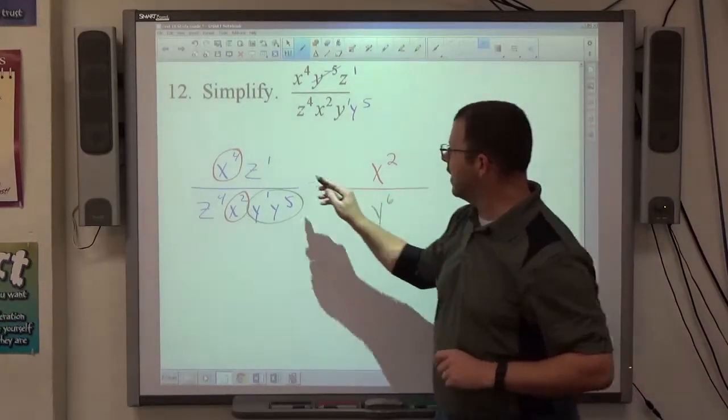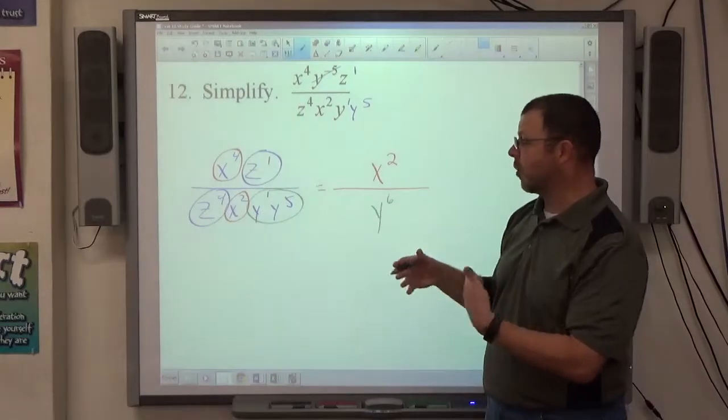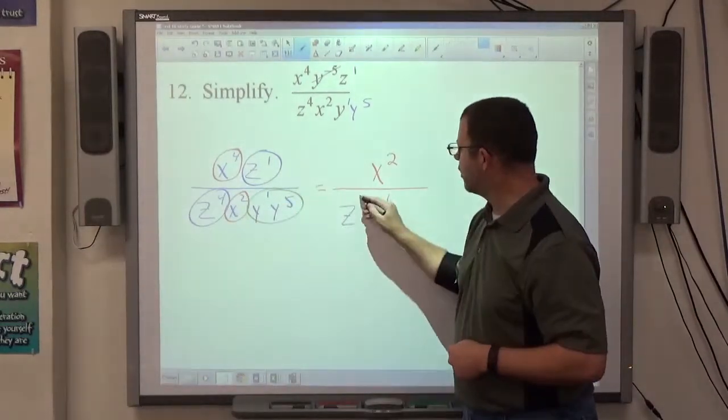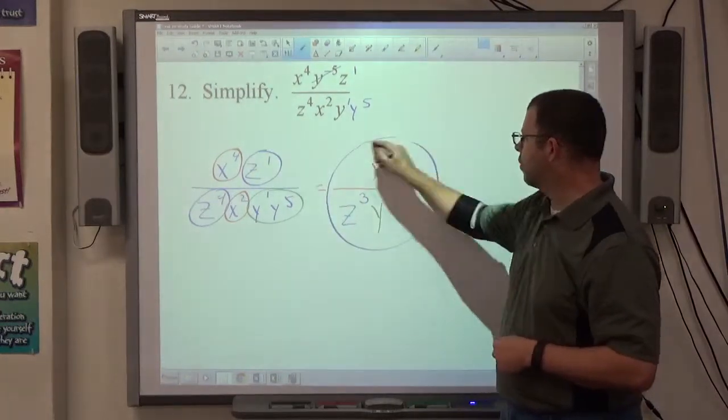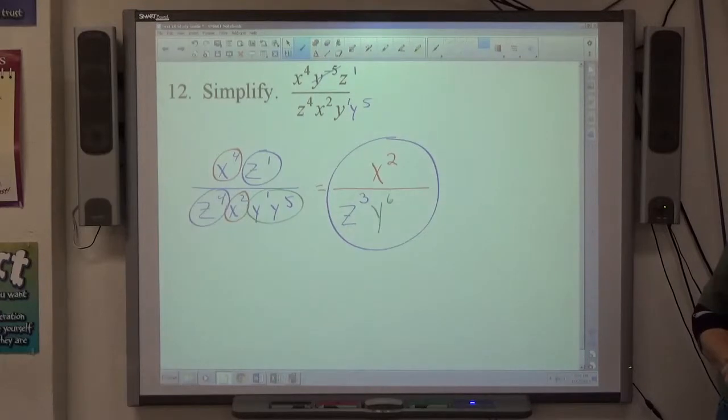And then if I look at z, I've got z on top, z on bottom, they're being divided. So again, that's a decision, where does it belong? Bottom, because 4 is bigger. What's the power? 4 minus 1 is 3. 1x, 1y, 1z, all powers positive. That's what we're looking to do every time on these problems.